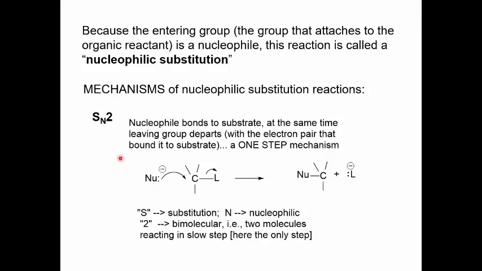SN2 refers to the following. S stands for substitution, N for nucleophilic, and the 2 refers to the fact that two molecules are reacting together in this single step of the reaction. That is, the reaction is bimolecular, and that's what the 2 refers to.